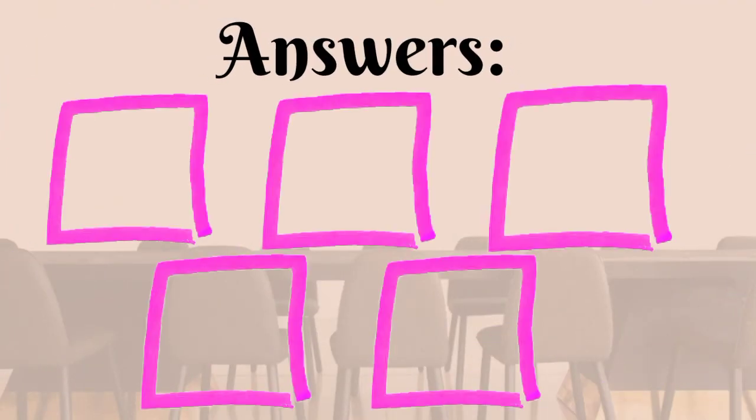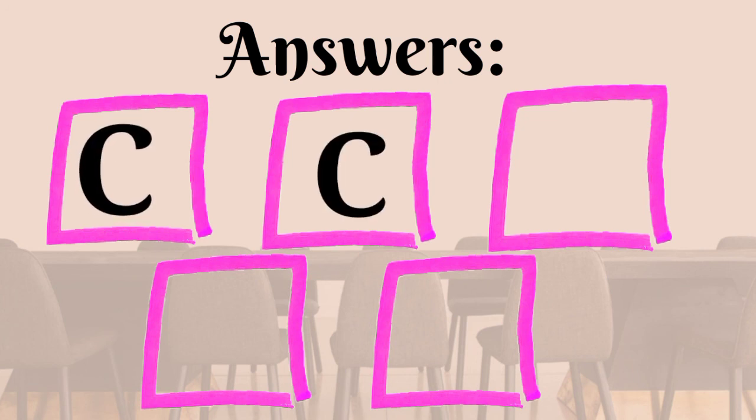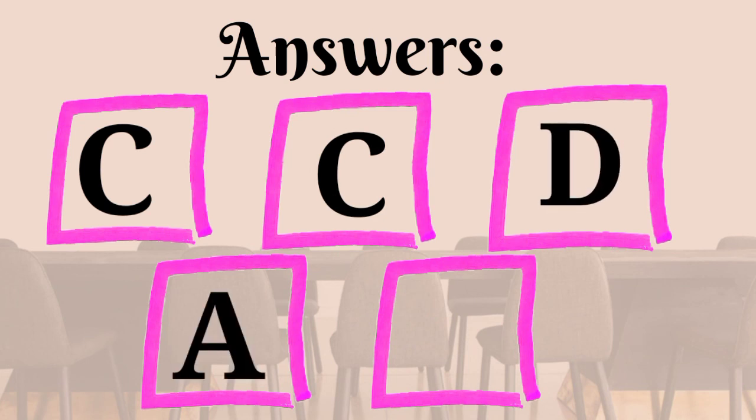Now that you are done, let us check your answer so we can know who got the perfect score. Number 1, C. Number 2, C. Number 3, D. Number 4, A. Number 5, C.